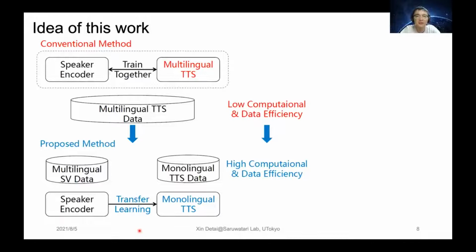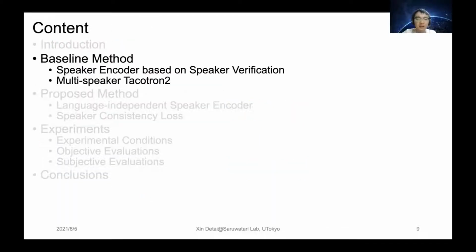Our basic idea is inspired by a previous monolingual speaker adaptation method using transfer learning from speaker verification to speaker adaptation. In such a way, we only need to train a multilingual speaker verification model and a monolingual TTS model. The knowledge saved in the speaker encoder can be transferred to the TTS model. As a result, the proposed method has higher computational and data efficiency.